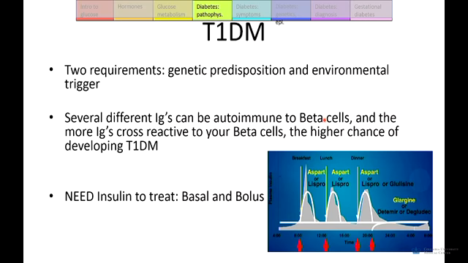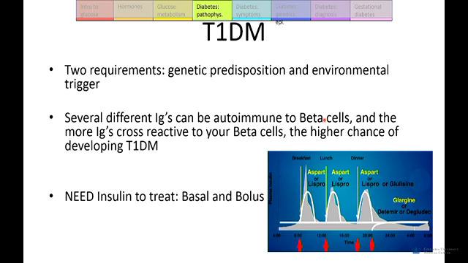Let's get into the pathophys of these. So type 1 diabetes, there's two requirements. You need a genetic predisposition to have this cross-reactivity for your pancreatic beta cells, and you need an environmental trigger as well. Basically, as we learned in immunology, antibodies can have endless different combinations. You can have many different antibodies that are cross-reactive to your beta cells, and the more you have, the higher the predisposition you have to developing type 1 diabetes.